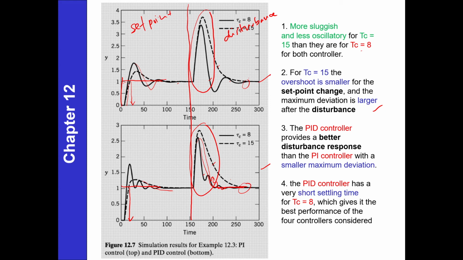So in this case, for tau c equal to 15, the overshoot is smaller for the set point change, this one and this one. However, it has a large deviation after the disturbance. This one. How big is this dashed line? Very big, compared to tau c equal to 8.